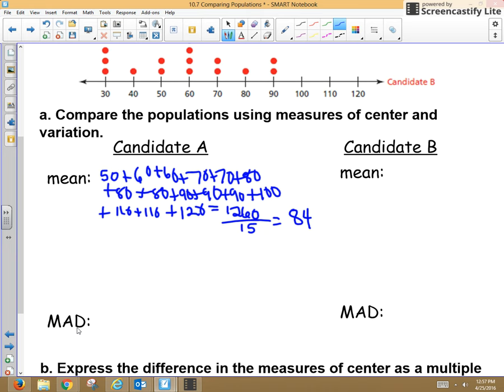Now to find the mean absolute deviation, what you want to do is find the distance of each one. So we're going to subtract 84 from 50, the first number, and you get 34.